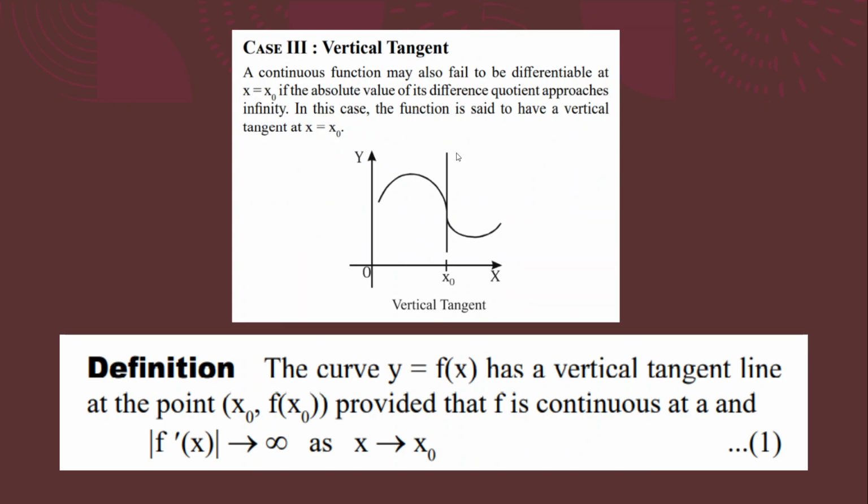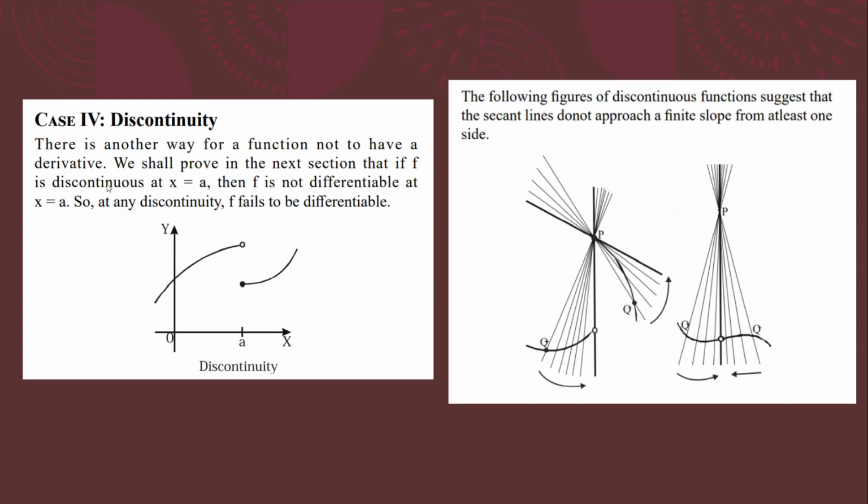Next, vertical tangent, non-differentiable. Although continuous yung function, not differentiable pa rin siya kasi ang tangent line is a vertical line. Okay? Next, discontinuity. Automatic po pag discontinuous ang function, automatic po na non-differentiable siya at that point of discontinuity. Okay? So, ganyan po siya.